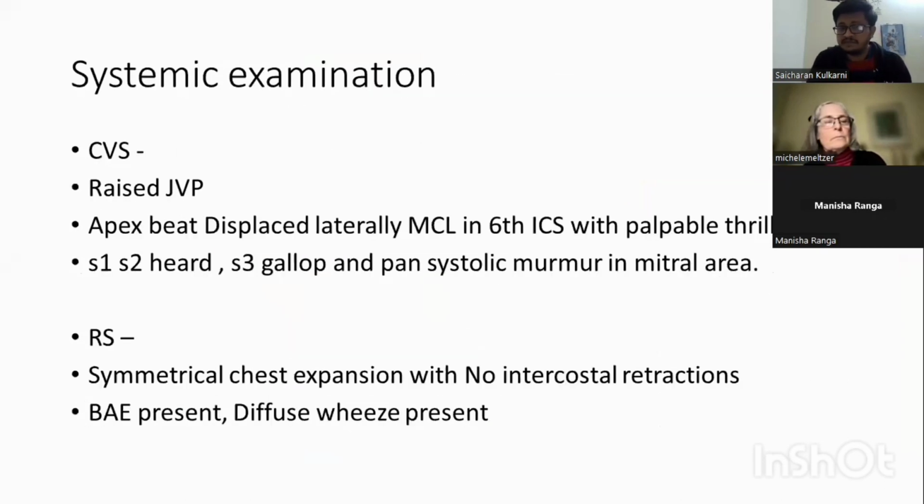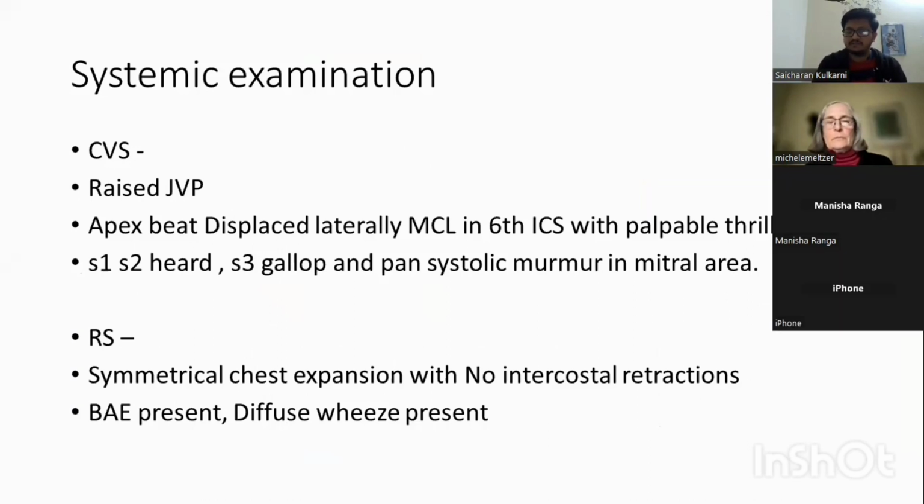On systemic examination, ma'am, her JVP was elevated and the apex beat was displaced laterally to the mid-clavicular line, 6th intercostal space. On palpation, there was a thrill in the mitral area, ma'am, and we could hear an S3 gallop with a pansystolic murmur in the mitral area. So those were features of mitral regurgitation, and she presented with symptoms of heart failure.